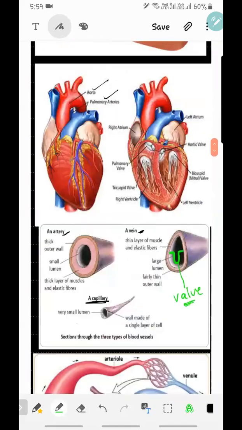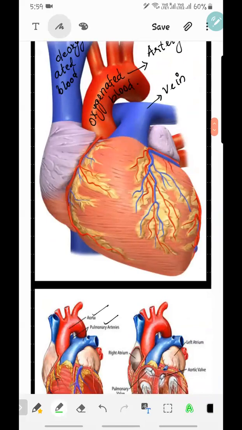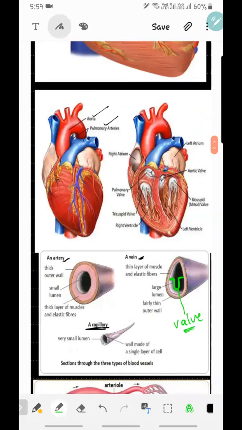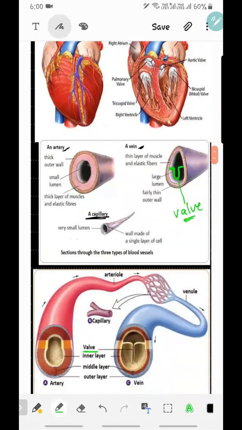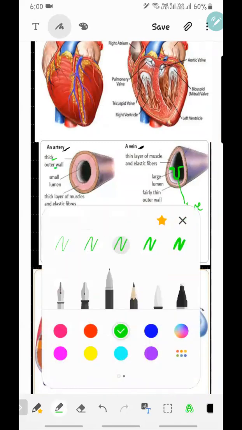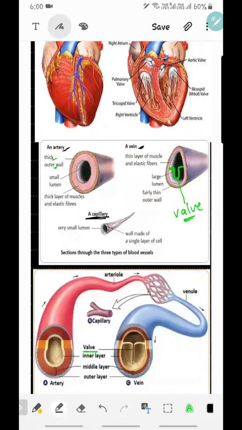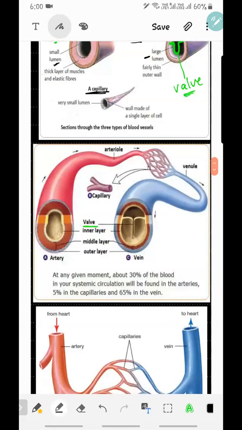Okay. From the starting again, this is the heart. If you cut the heart, you can see like this. And blood vessels, you can see there is artery, thick wall, thick outer wall. Then small lumen, which is very important to know the difference. See, thin layer of muscles, elastic, large lumen, small lumen, thick layer of muscles and elastic fiber, fairly thin outer wall, capillaries. See capillary how it is.